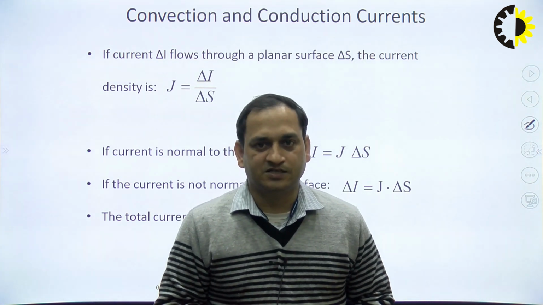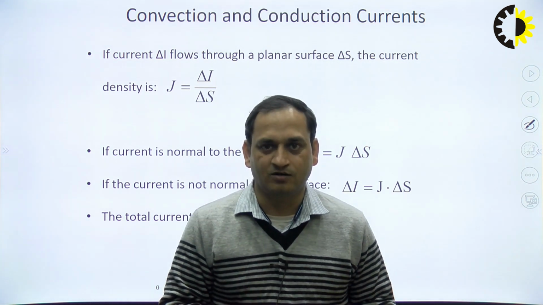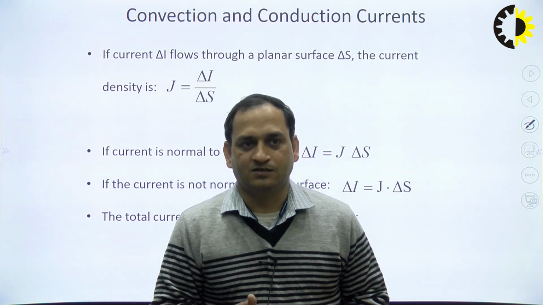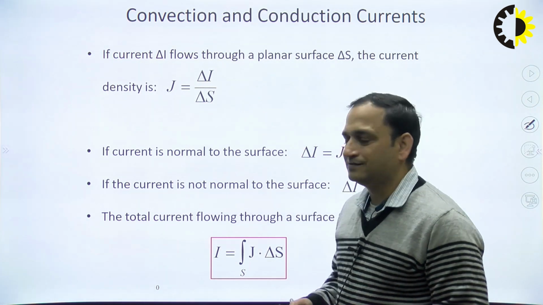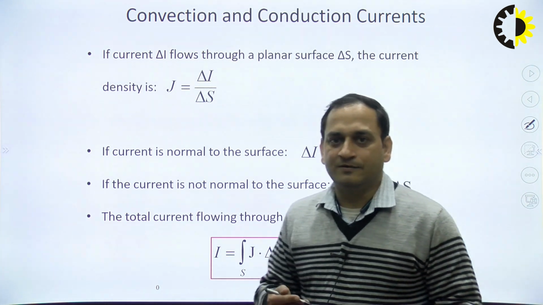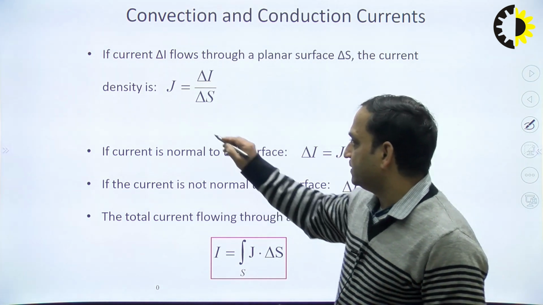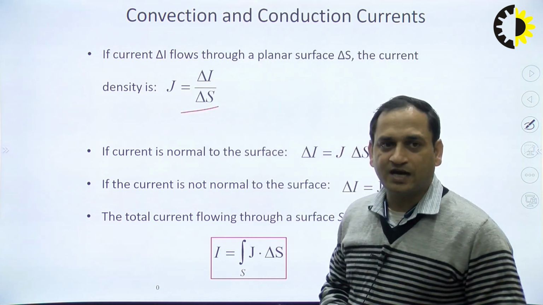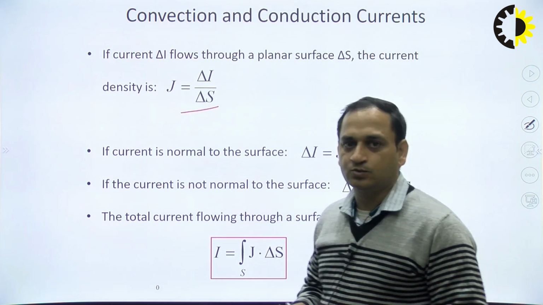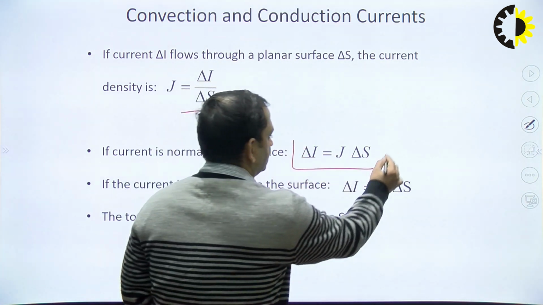Then the second is the conduction current. The medium for conduction current is metals like copper and aluminium, in which conduction currents occur. In that we have the current density. The very basic definition of current density is the current flow per unit surface area. So this value is J equals delta I upon delta S. If we want to calculate the total current passing through the surface, that is given by delta I equals J into delta S.